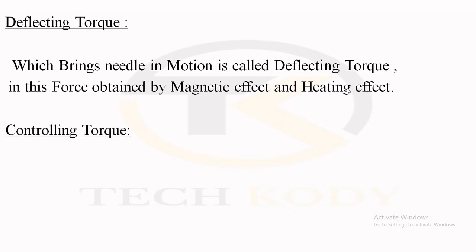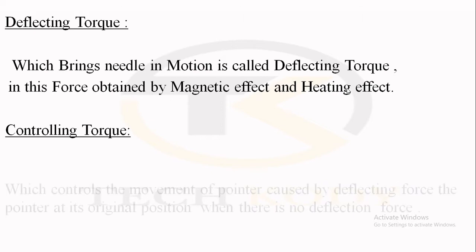Next, controlling torque. The force or torque which controls the movement of the pointer caused by the deflection force and brings the pointer back to its original position when there is no deflection force is called controlling force or controlling torque. Whenever the deflection torque is zero, the controlling torque comes into the picture. Here the needle comes to a stable position due to the controlling torque.